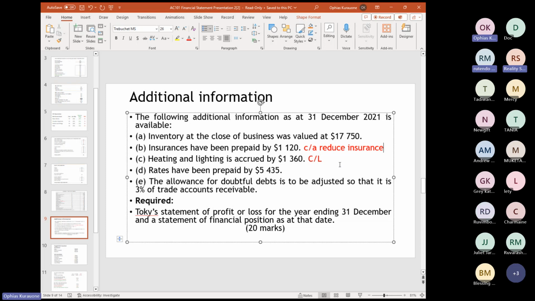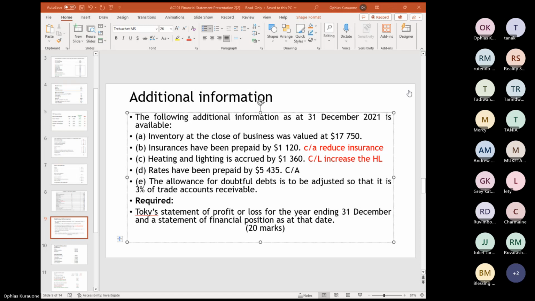This one, you need to increase the heat and lighting, that is heat and error. Rates have been prepaid. This is a prepayment again. So prepayment is a current asset. This is the current asset for prepayment.